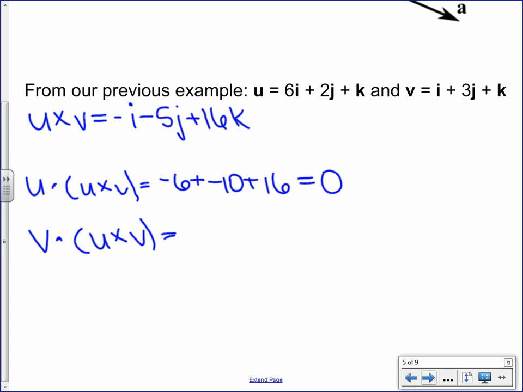Just the dot product of this guy and V. Are we getting 0? Oh, no, okay. You get 0? We get 0. So both U and V are perpendicular to the cross product. We can do the same thing with V cross U and the vectors U and V.